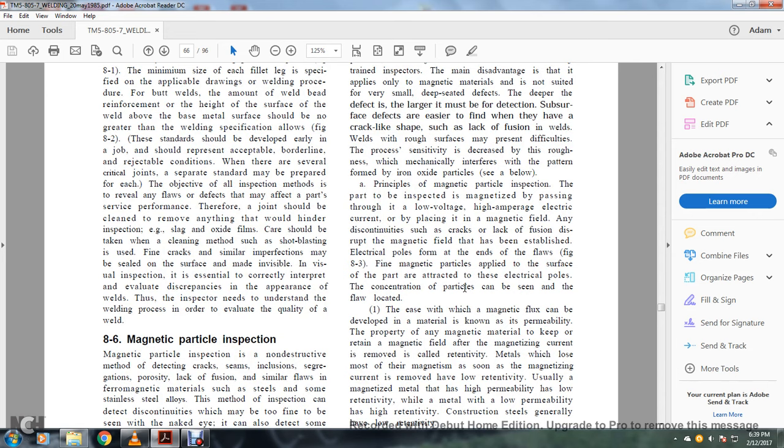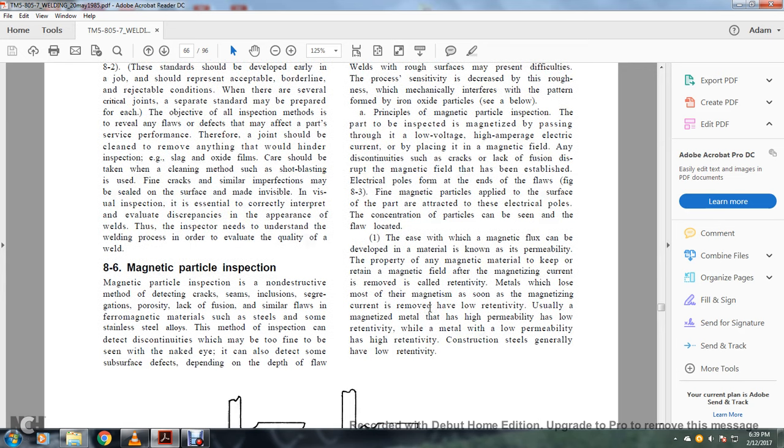The part to be inspected is magnetized by passing a low voltage, high amperage electric current through it, placing it in a magnetic field. Any discontinuities such as a crack or lack of fusion disrupt the magnetic field that has been established. Magnetic poles form at the ends of the flaws, and fine magnetic particles applied to the surface of the part are attracted to these poles. The concentration of the particles can be seen at the flaw, which is then located.